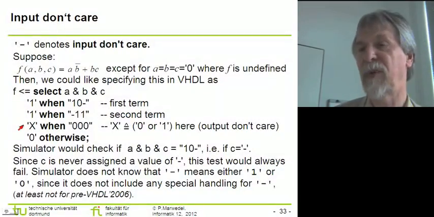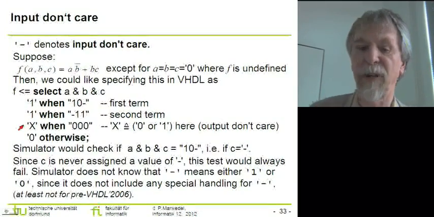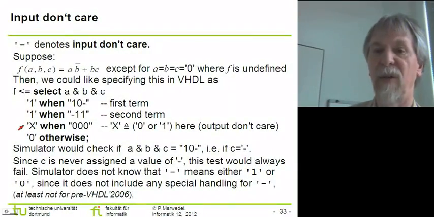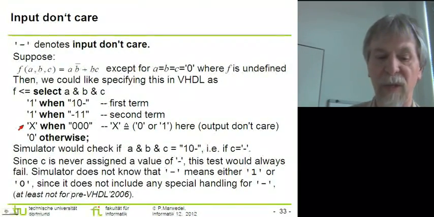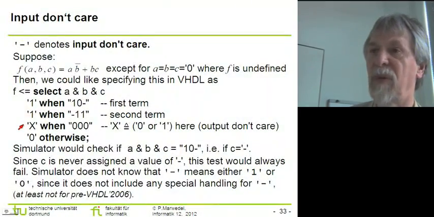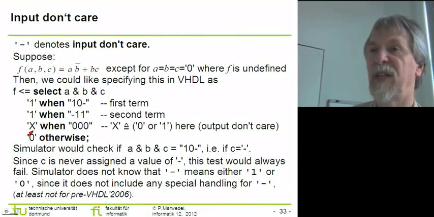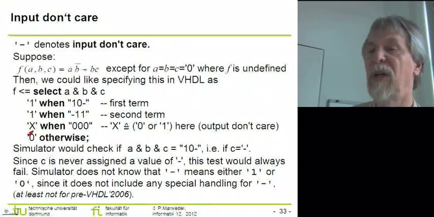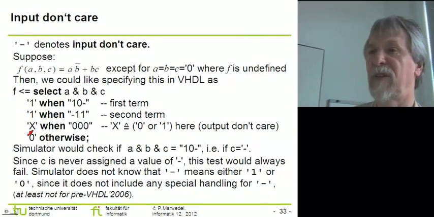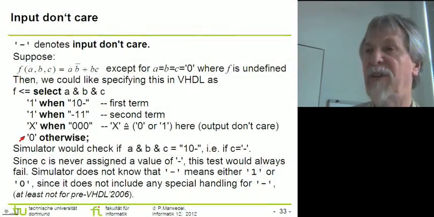If all three variables are equal to 0, then we would like to generate an undefined value, where this x is used in a different way than what we did before. We are not using the same semantics for the x that we used before, because in this case the x corresponds to either 1 or 0. It's not the electrically undefined signal. It should be either logical 1 or 0. And otherwise, the output should be a 0.